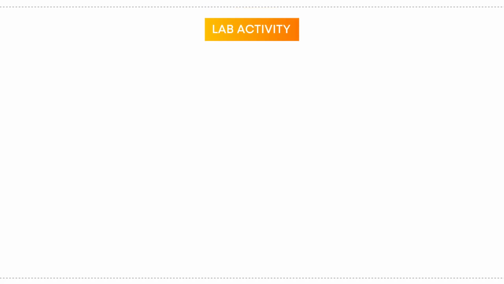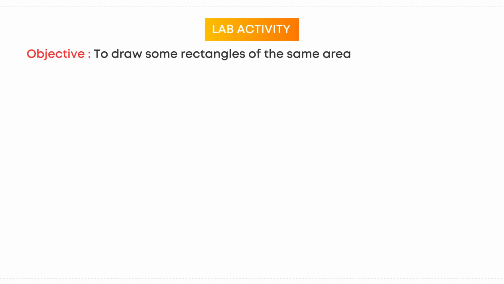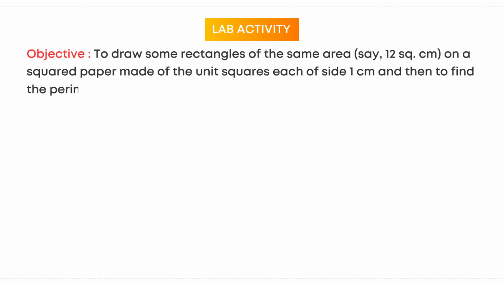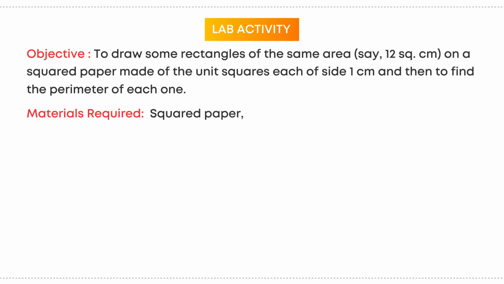Lab activity. Objective: to draw some rectangles of the same area, say 12 sq cm, on a squared paper made of the unit squares, each of side 1 centimeter, and then to find the perimeter of each one. Materials required: squared paper, ruler, pencil.